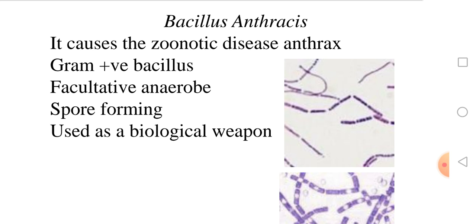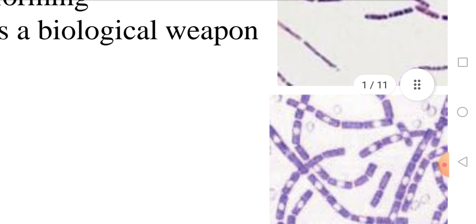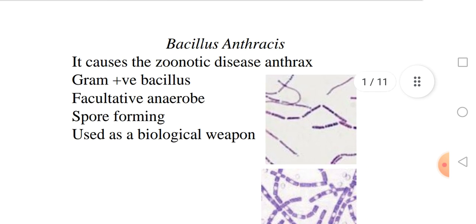The bacterium is a gram-positive bacillus, as you see in the pictures. It is facultative aerobe, and it is spore forming. You see here the unstained areas in the bacilli are the spores, endospores. The bacterium is used as a biological weapon of mass destruction.